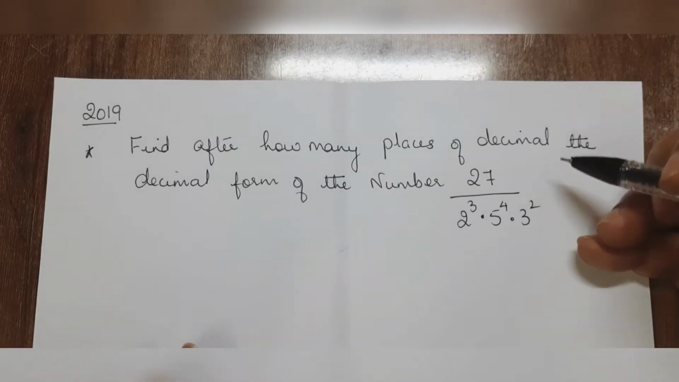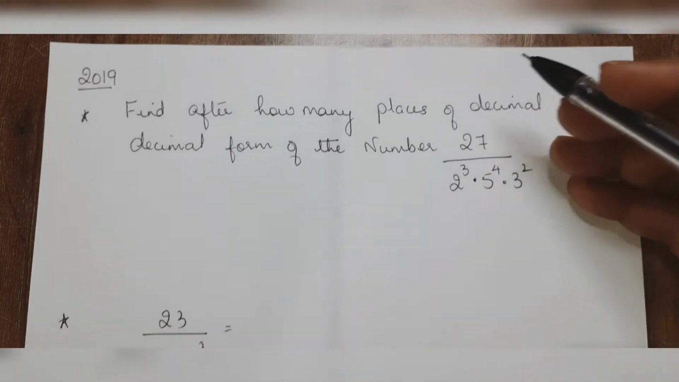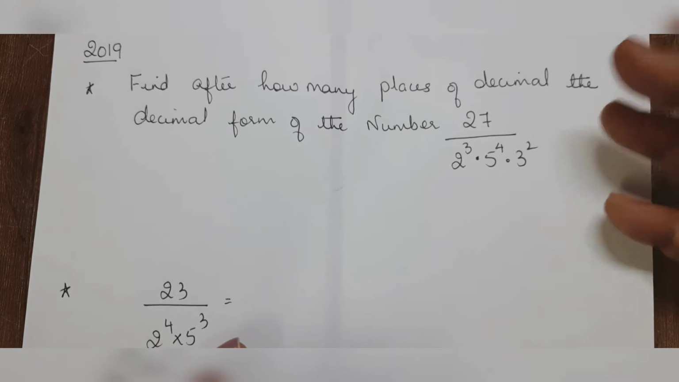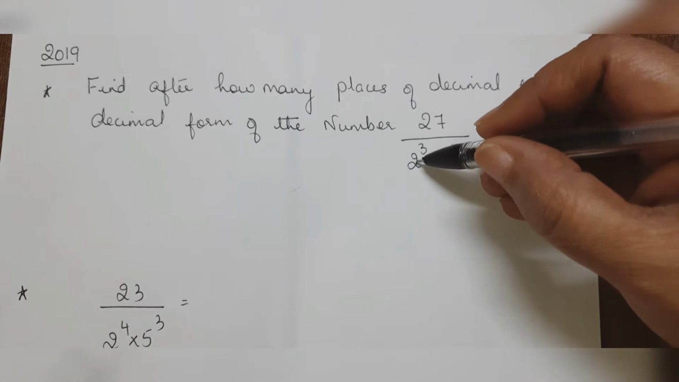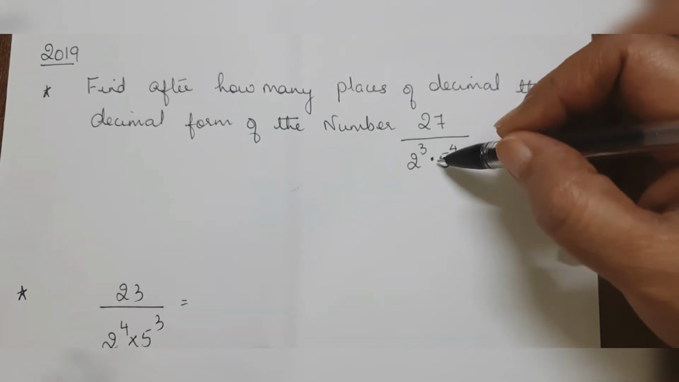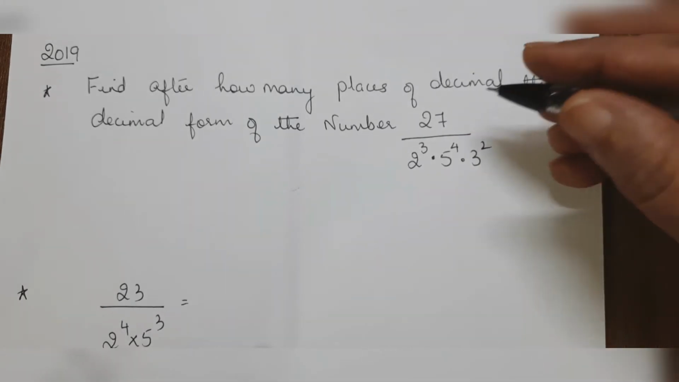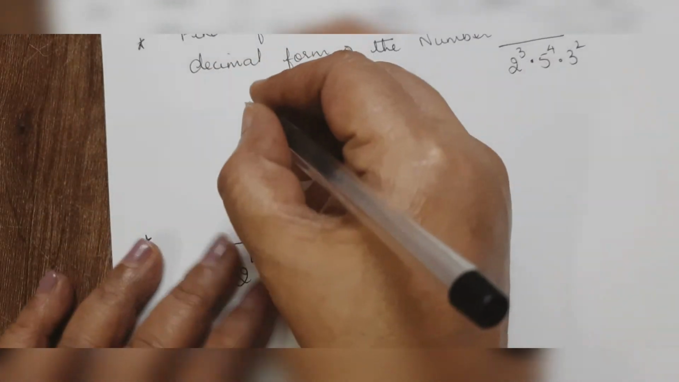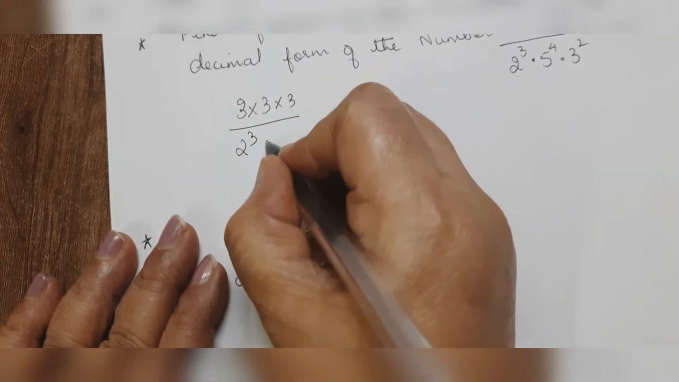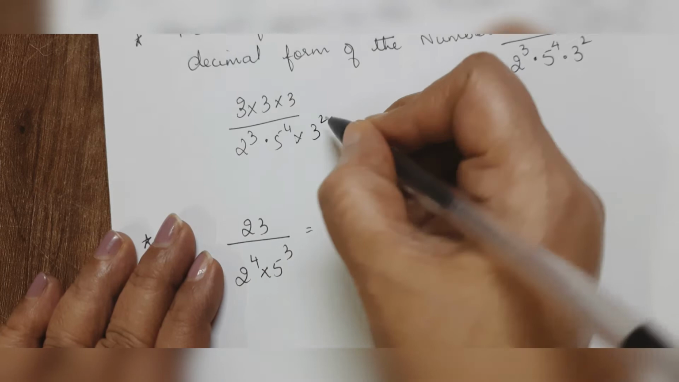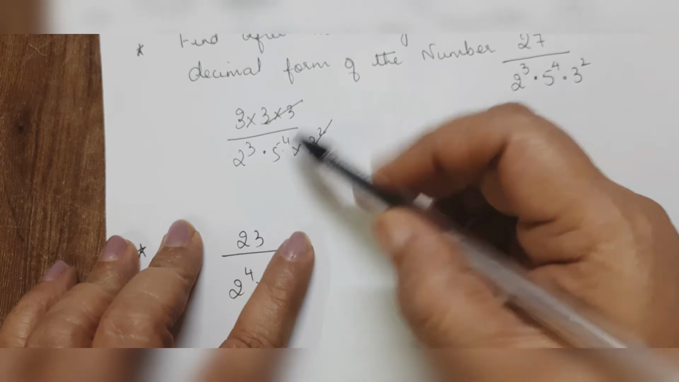Next concept is to find the decimal expansion, or after how many places the decimal expansion ends. This type of question is sure to come for 1 mark. Here we have learned that if only 2 raised to m and 5 raised to n exist in the denominator, then it is terminating. If any other number is there, then it is non-terminating. But wait a second, do not decide early. 27 is 3 into 3 into 3, or 3 cube, with 2 cube, 5 raised to 4, and 3 square. 3 square is gone, that 3 which was troubling us. Now we still have 2 cube into 5 raised to 4.